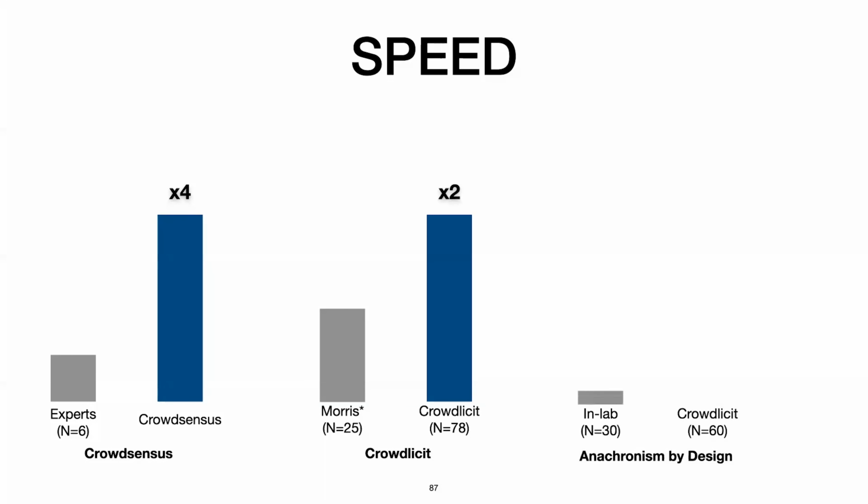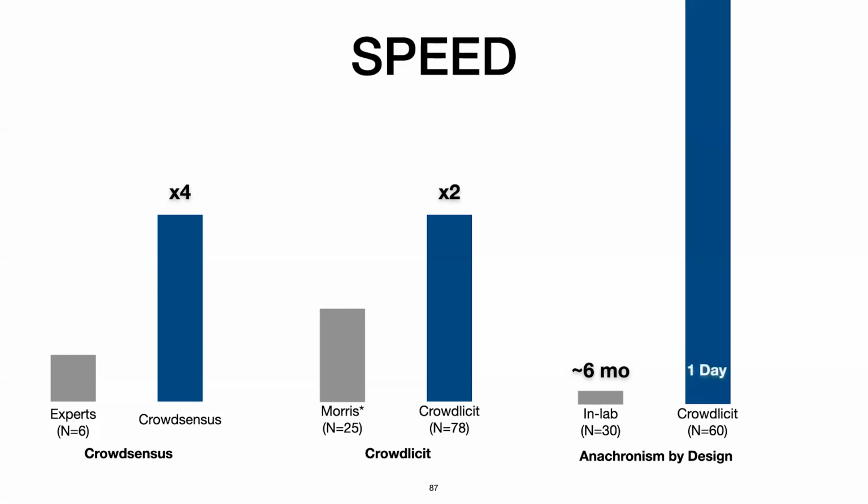And finally, in the Anachronism by Design, the Icons project, it took me and a master's student research assistant about 6 months actually to recruit and schedule and run the 30 participants. But using CROWDLICIT, I was able to run an identification study with 60 participants in only a single day, which was a huge testament to the work that I've done.